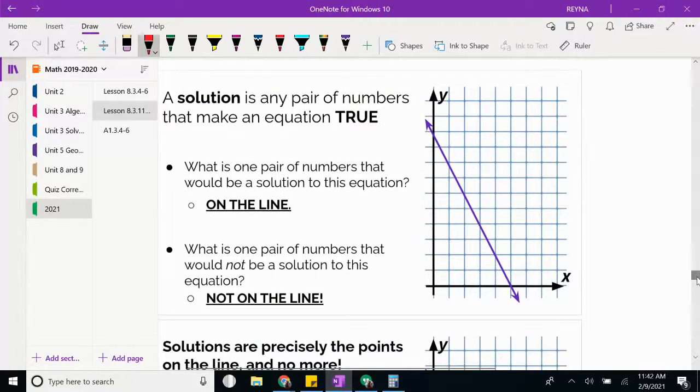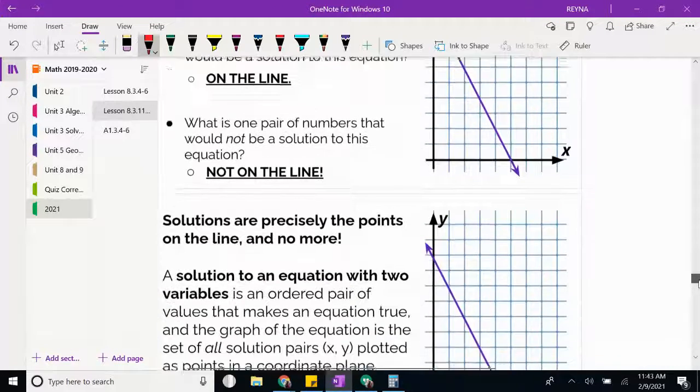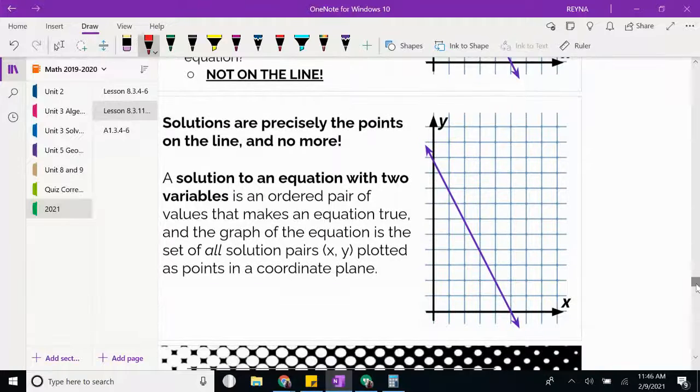So it says, what is one pair of numbers that is a solution to this equation? So that is on this line. Okay, now what is one pair of numbers that is not a solution to this equation? So what is a point that is not on this line? Nice. So solutions are precisely the points on the line and no more.